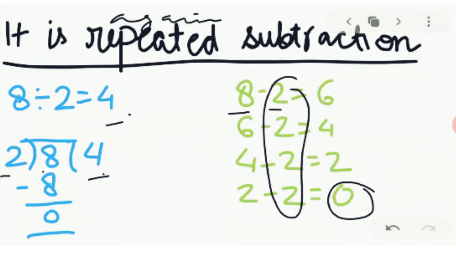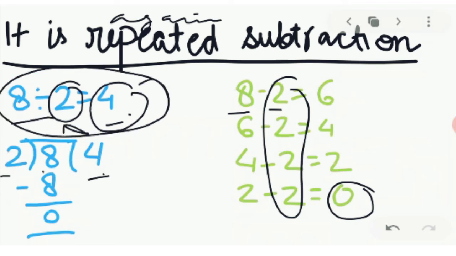Okay, so this is repeated subtraction. We have taken away 4 times 2 from 8, isn't it? This is how we read it in terms of repeated subtraction.